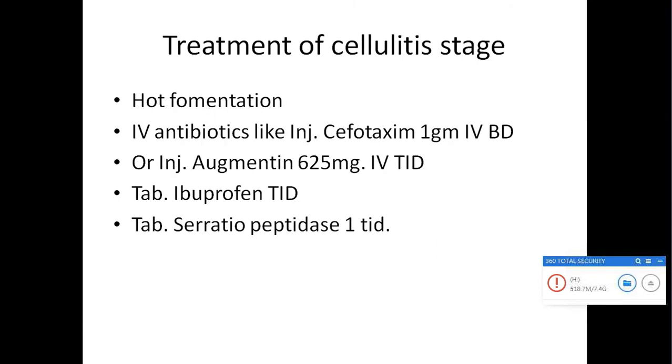So how are you going to treat the cellulitic stage? This I had taken in detail while dealing with preseptal cellulitis and inflammation of the orbit. Hot fomentation, intravenous antibiotics like injection cefotaxime 1 gram IV BD or injection Augmentin 625 milligram intravenously TID you can give, with NSAID tablets three times a day and Serratiopeptidase 50 days to reduce the inflammation.